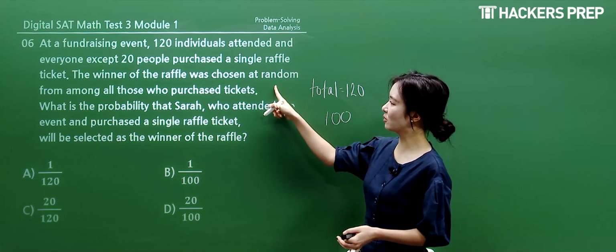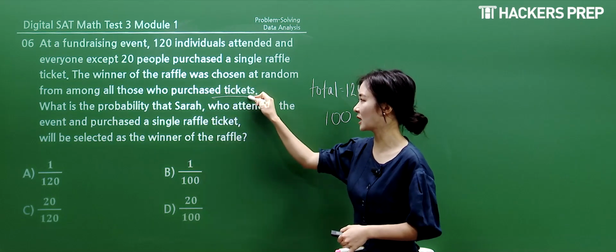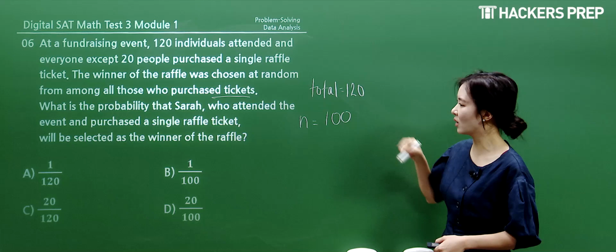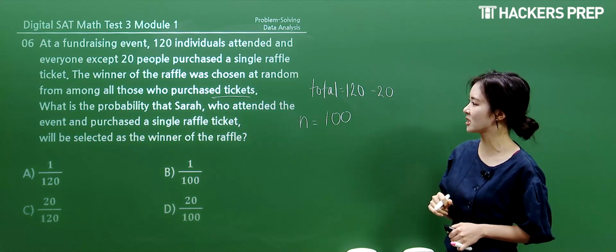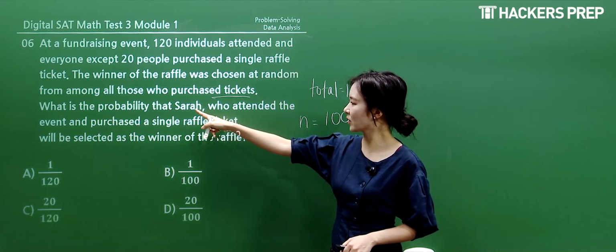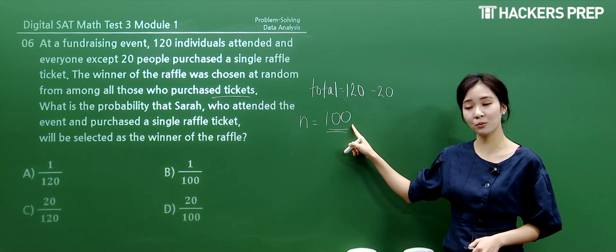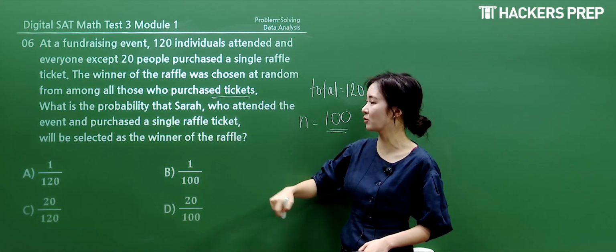The winner of the raffle was chosen at random from among those who purchased the ticket. So the 100, okay? This is a new total, going from 120 to 100, excluding the 20 who did not purchase a ticket. Now, Sarah is one of the members of the group that falls in the 100, because she did purchase a single raffle ticket.